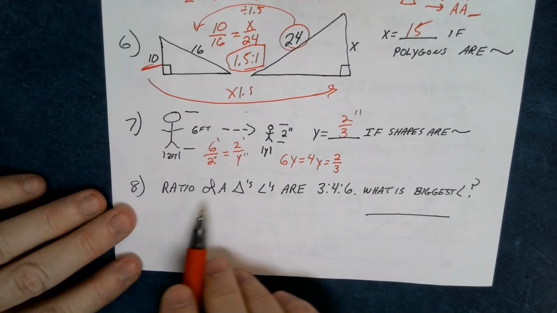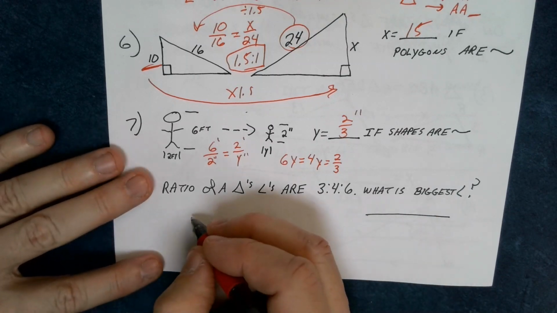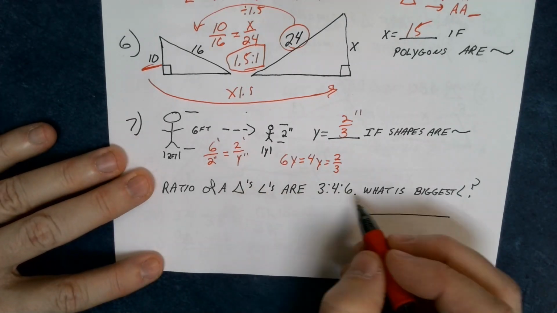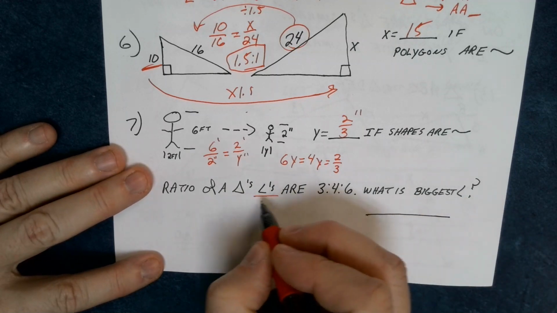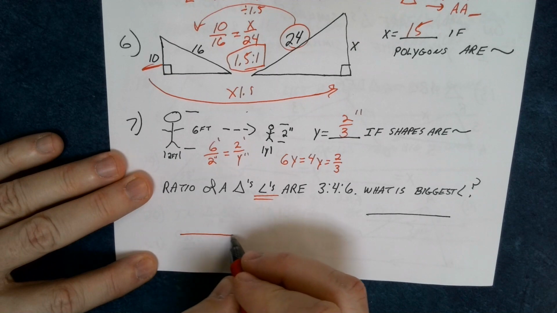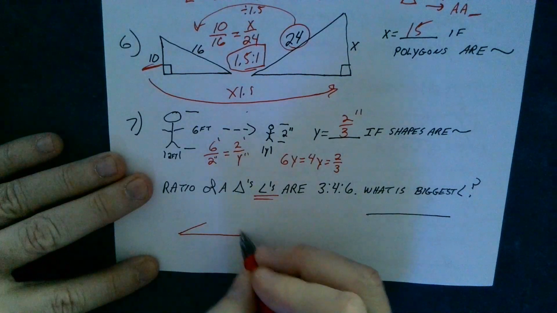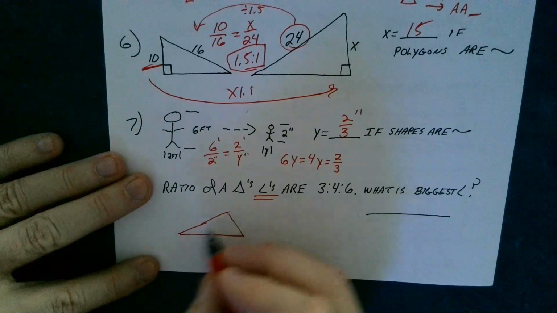Okay, here, the ratio of the triangle's angles is 3 to 4 to 6. What's the biggest angle? Well, if I'm doing angles, and that's what that symbol means, that means I've got a 3, a 4, and a 6.